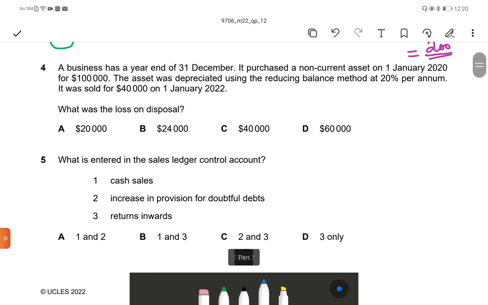Next, 4. A business has a year end of 31st December. It purchased a non-current asset on 1st January 2020 for 100,000. The asset was depreciated using the reducing balance method at 20%. It was sold for $40,000 on 1st January 2022. What was the loss on disposal?